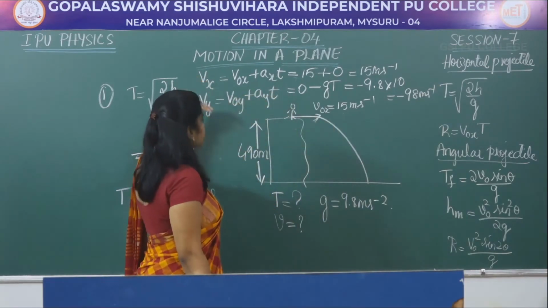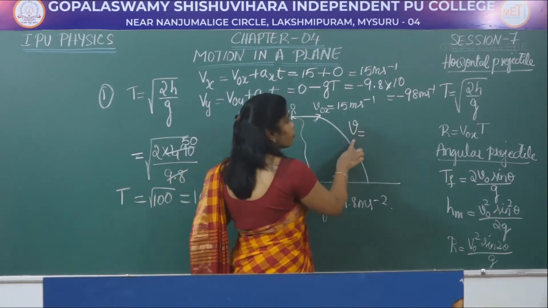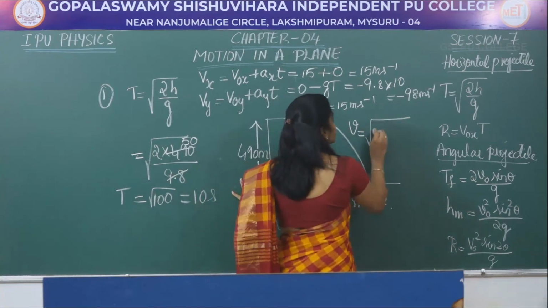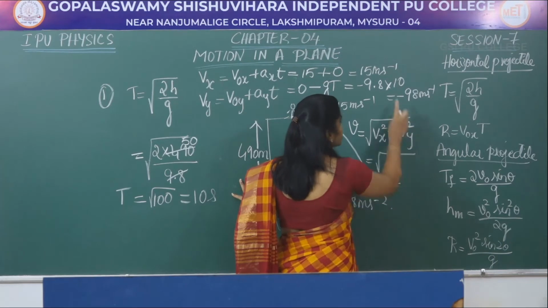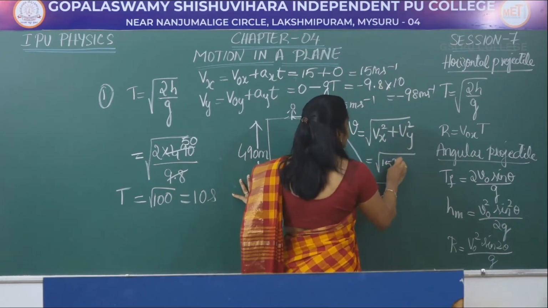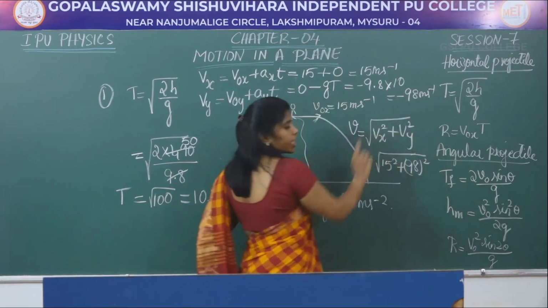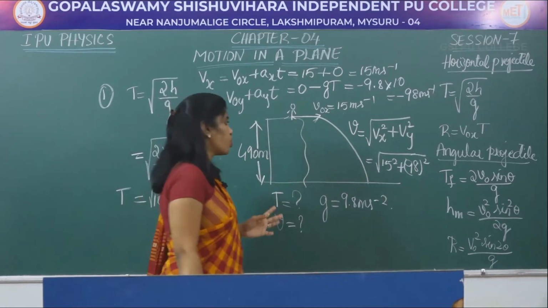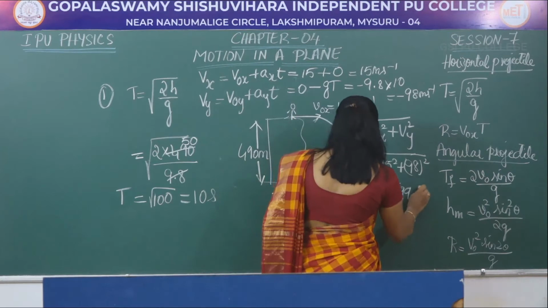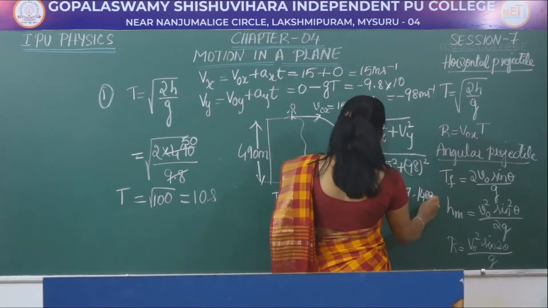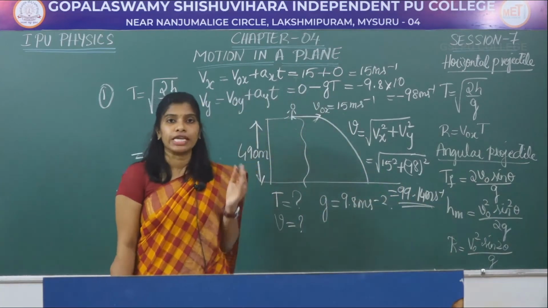Now we have the Vx and Vy components. I need to find the speed. The magnitude is found by using the formula V is equal to under root Vx square plus Vy square. That is equal to under root 15 square plus 98 whole square. Even though I have negative here, when I square it, it becomes positive, and that is equal to 99.14 meter per second. So this is the speed of the stone with which it hits the ground.